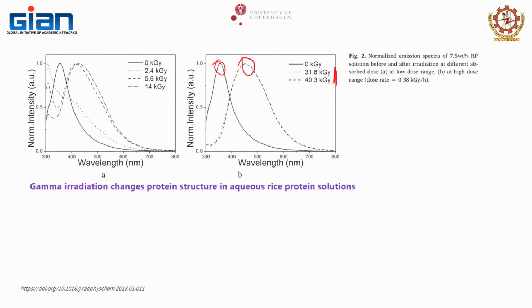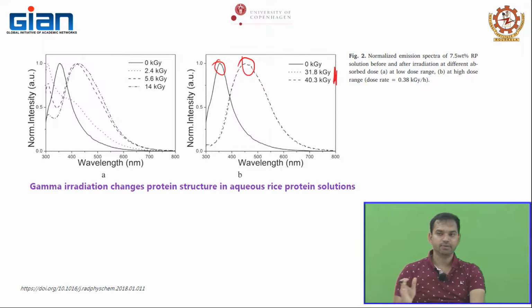Okay, so you can clearly see that we are having a red shift, right? The protein is having its red shift. What do you mean by red shift? Was it hydrophilic, becoming hydrophilic or hydrophobic?